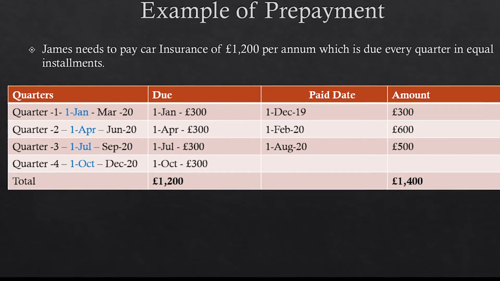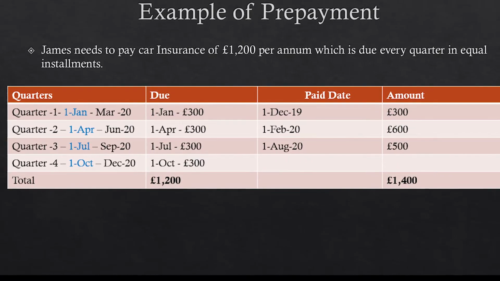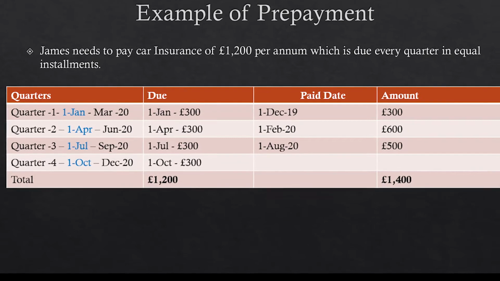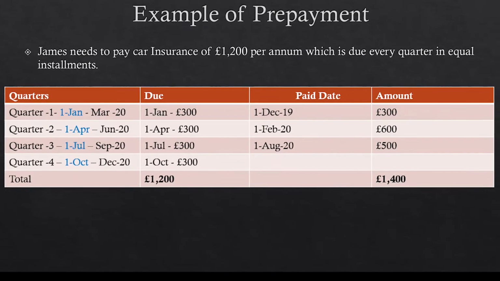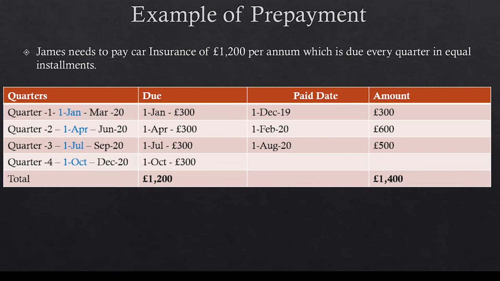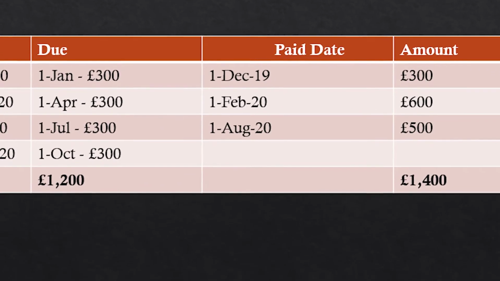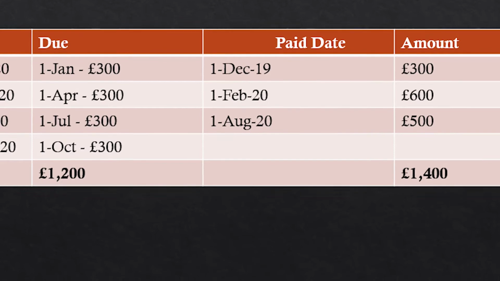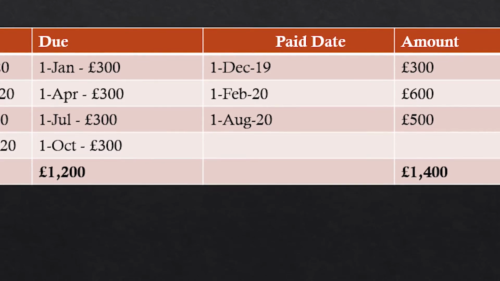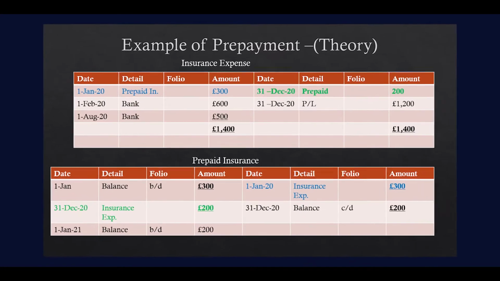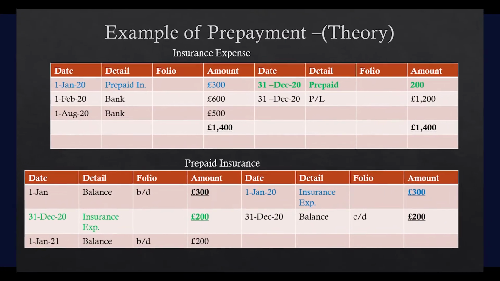So let's just go over it. What is due is 300 on 1st January, 1st April, 1st July, and 1st October. Altogether, that's 1,200. And what was paid is 300, 600, 500. Altogether, the aggregate of that is 1,400. If we look at the difference between the two, we can see that there was an overpayment of 200.